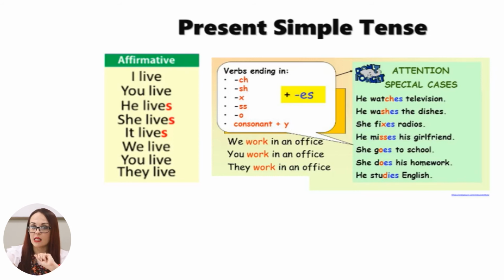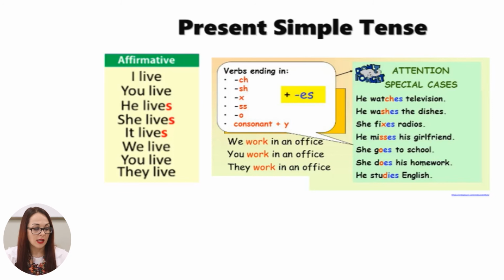Be careful that in the third person singular we add the ending s or in some cases the ending es. Here on the screen you can see the rules when changes occur. So if the verbs end in ch, sh, x or double S or O, or the consonant Y, and before Y we have a consonant, we change the Y into I and add ES.